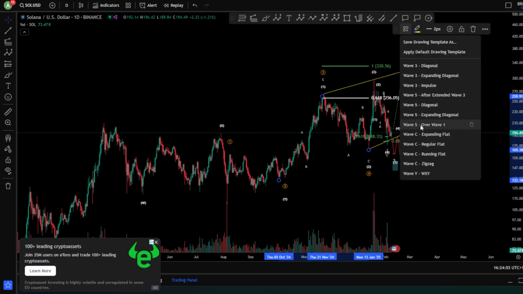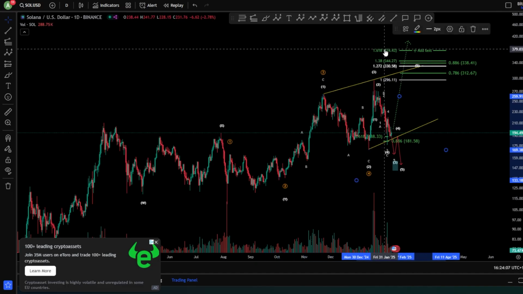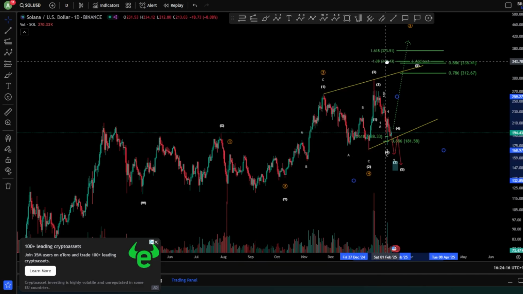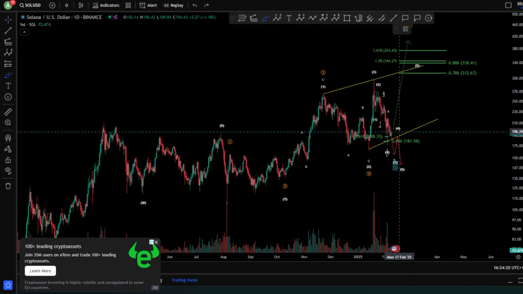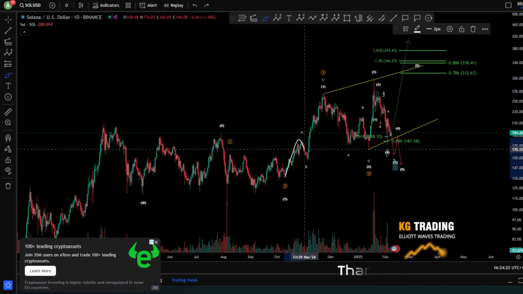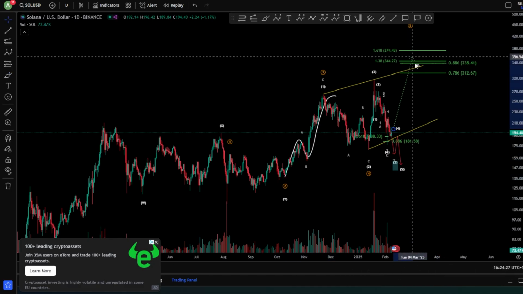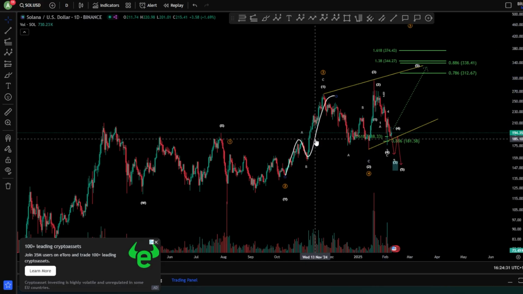Wave 5 as an expanding diagonal could, of course, reach this area, which is the 1.2 fib level, between the 1.618 and the 1.38 fib level. Now we were looking, of course, for a contracting diagonal here, possibly, which is still a possible scenario for us. Don't forget this. It's still possible to reach this zone, the blue zone, in a contracting diagonal, because we did not invalidate it yet.